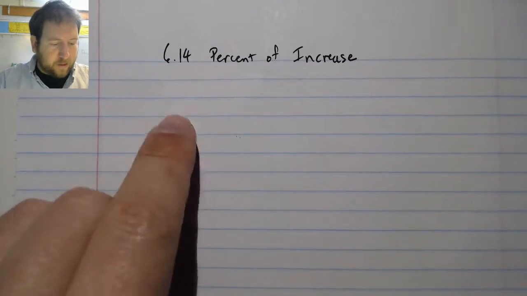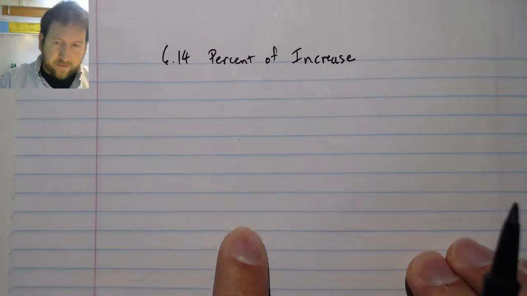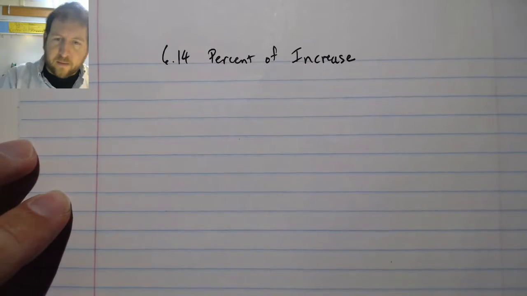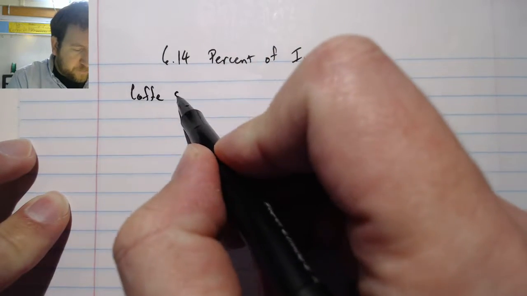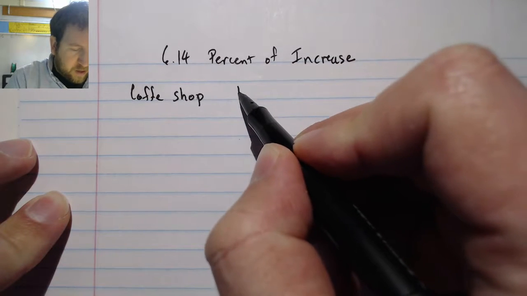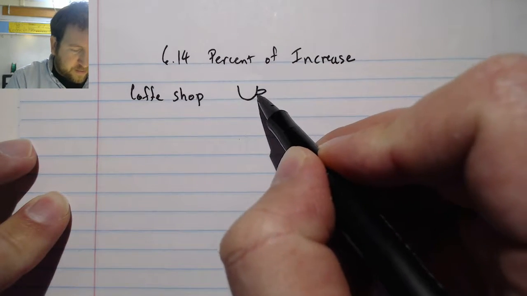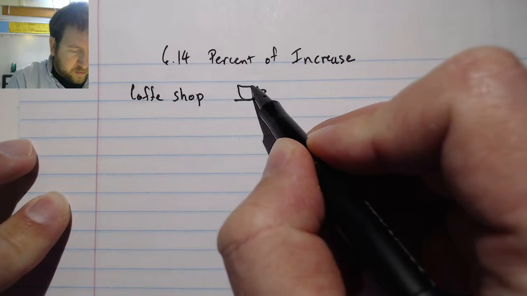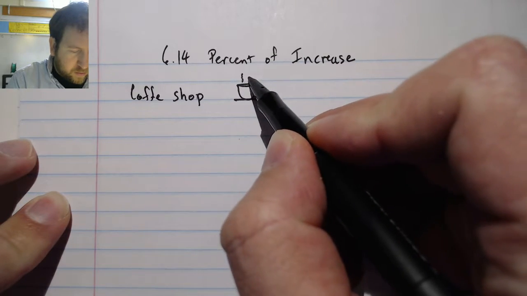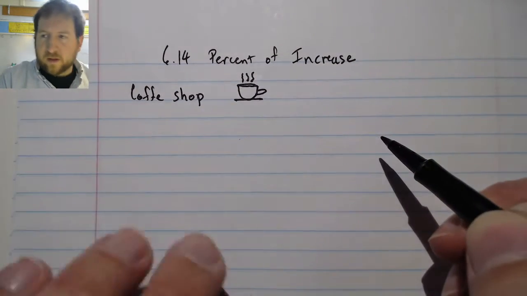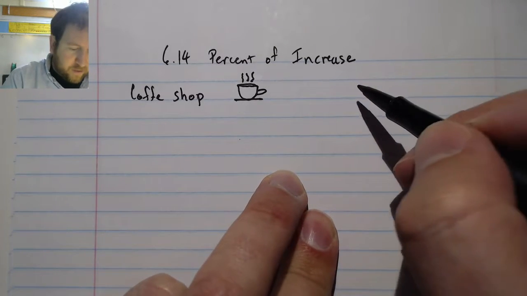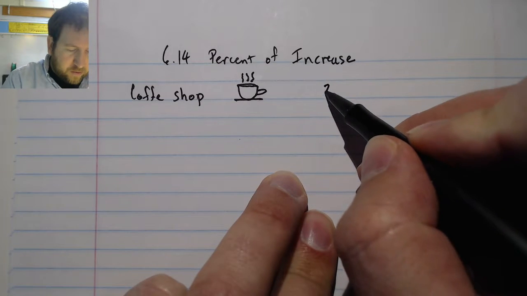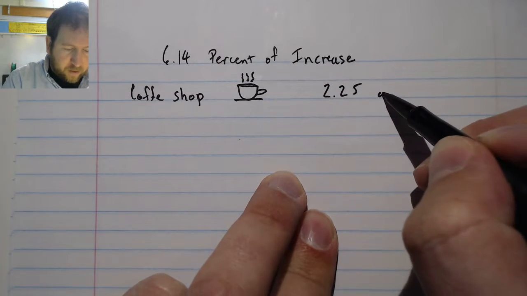All right, today we're going to do percent of increase. Let's take an example where a coffee shop began charging. We have a coffee shop. Let's draw a little cup of coffee, just because I guess I'm in a drawing mood. Looks delicious. And it suddenly increases its price from $2.25, the original price.